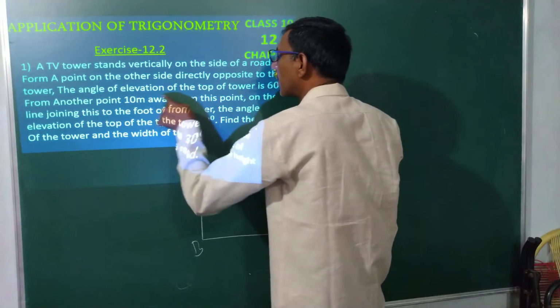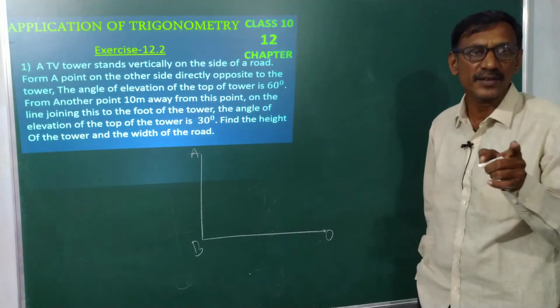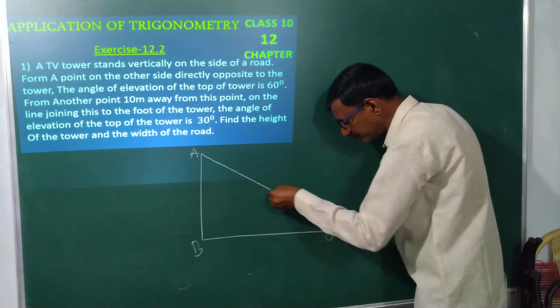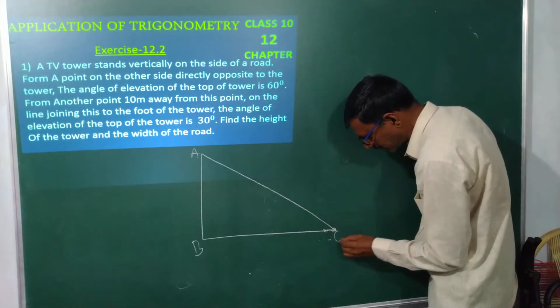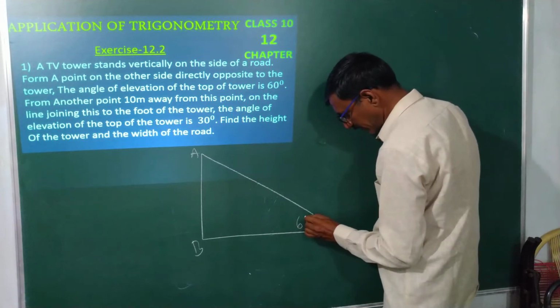The angle of elevation of the top of the tower is 60 degrees. This is my angle of elevation at O. How many degrees is given? 60 degrees.